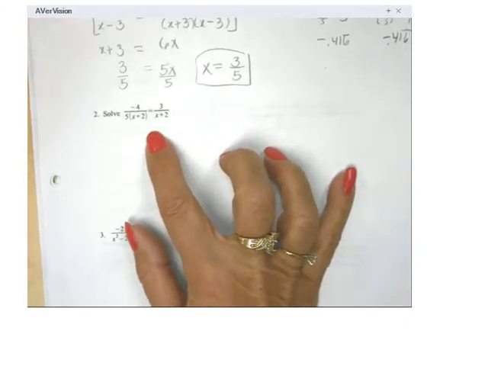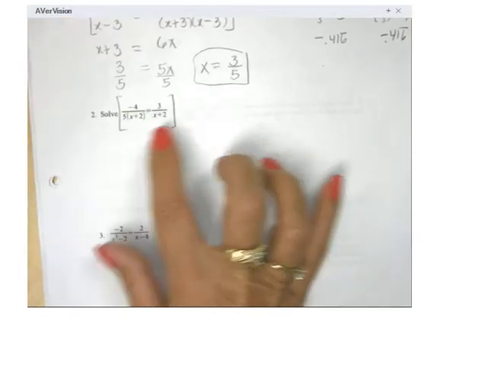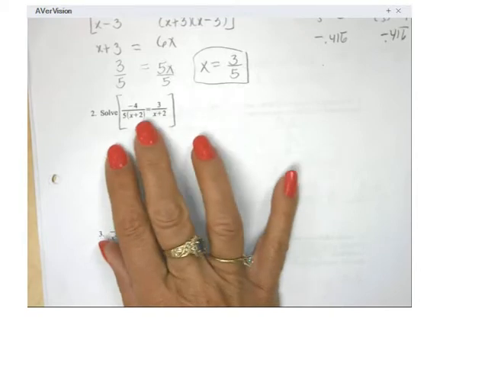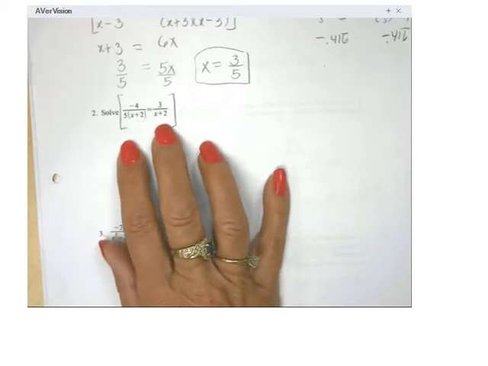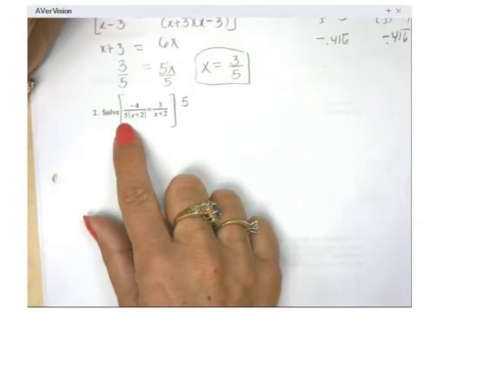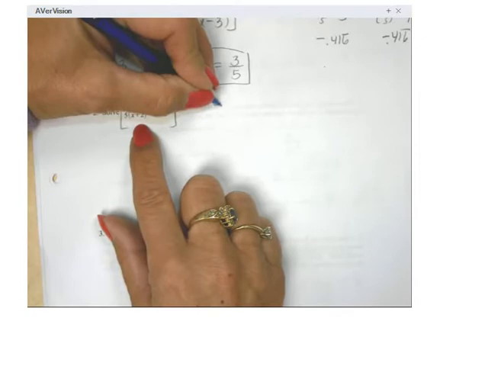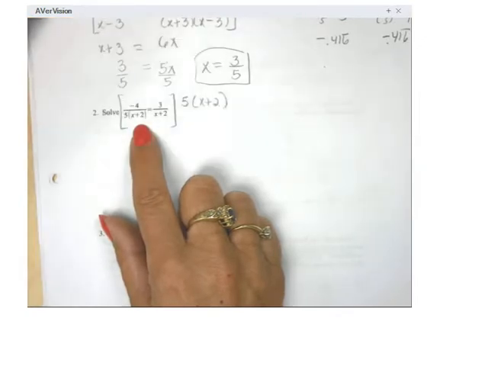Now, next one. You can see I'm going to use that same technique. I'm going to multiply through. My denominator is already factored for me, and I want to clear my denominator. So I can see that I need to multiply everything, both sides, by a 5, and I need to multiply both sides by x plus 2.